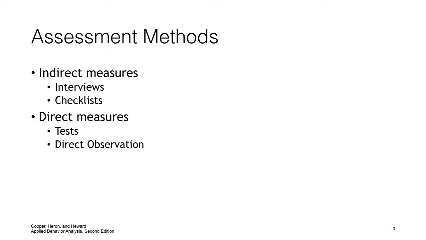There are four major methods for obtaining assessment information. Those are interviews, checklists, tests, and direct observation. Interview and checklist are indirect assessment because the data obtained from these measures are derived from recollections, reconstructions, or subjective ratings of events. Tests and direct observation are considered direct assessment approaches because they provide information about a person's behavior as it occurs.